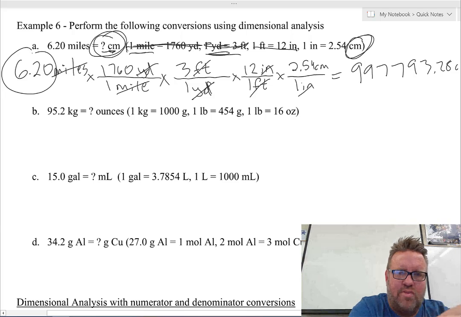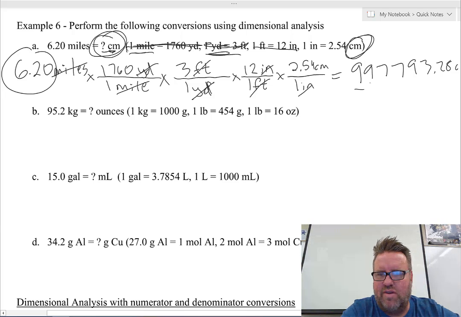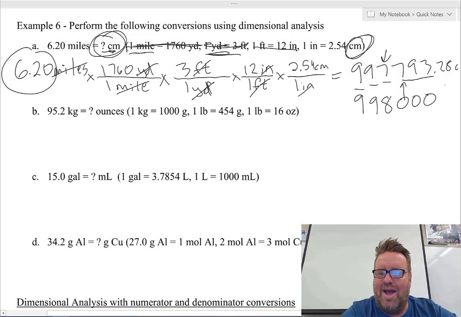But I've only got 3 significant figures. So I've got 1, 2, 3. The next number is larger than 5, so that means that 7 has to round up to an 8. So my final answer is going to be 998, and then all of these here just become zeros. Okay, so 998,000 centimeters in 6.20 miles.